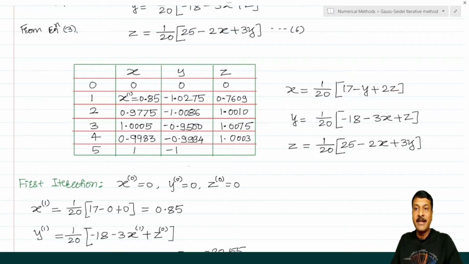Now by using these recent values of x and y, you find z. So again by the equation 25 minus 2x, meaning 1, plus 3y, where y is minus 1. So equal to 20 by 20, I am getting 1.